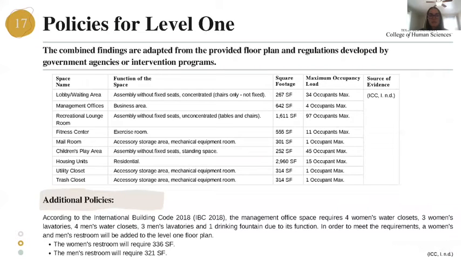Based on the International Building Code, the following policies can be determined for the first level of the facility. Due to the function of the management offices, an additional women's and men's restroom with 4 water closets and 3 lavatories each will need to be added to the spaces needed within the facility.